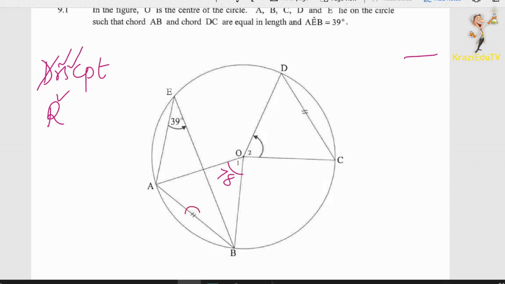Radius. What about same segment? I'm looking at this sign, and I'm looking at that sign. It means the angles are equal because AB, same chord, AB is equal to what? DC. Remember, same segment, same chord. It means it is what? 78. Without much ado, it means I can get this angle here.